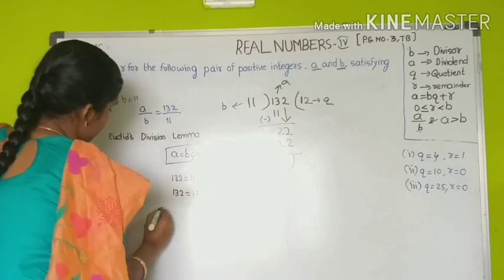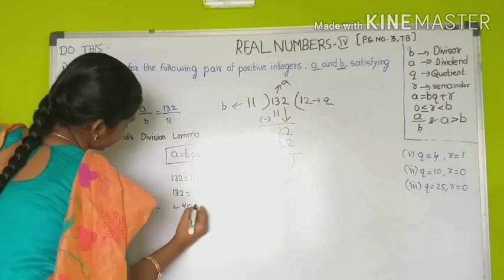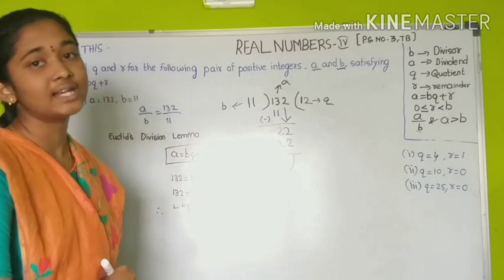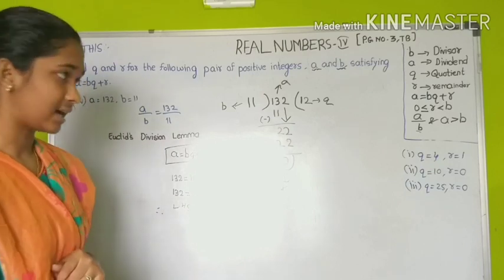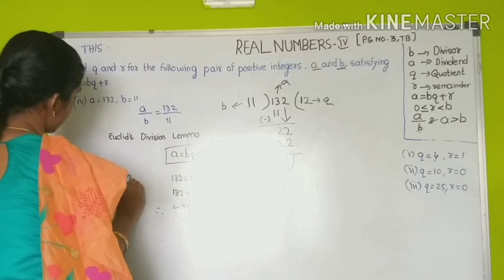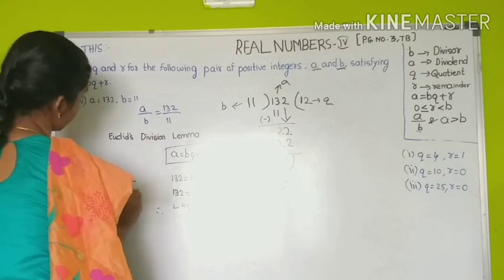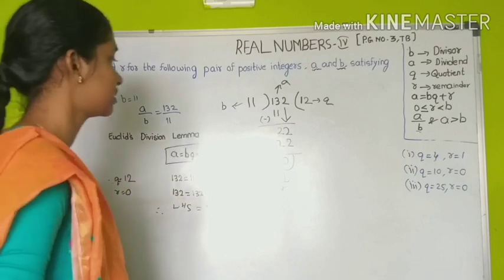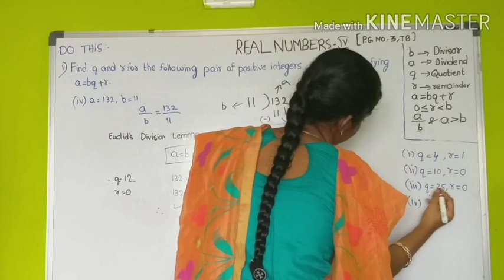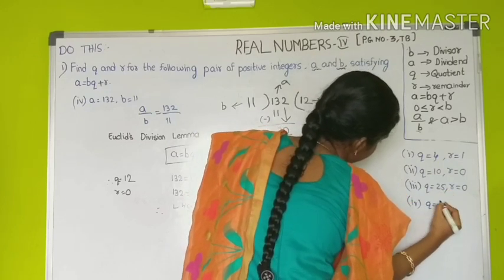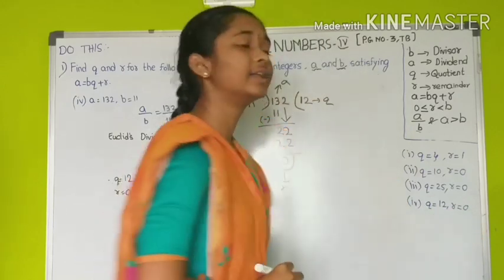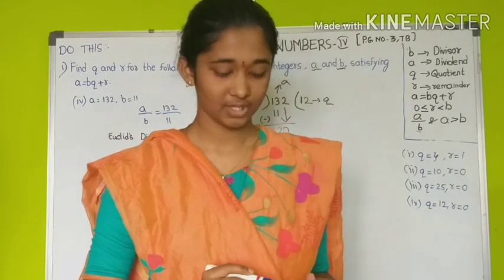And here the LHS became equal to the RHS, which shows that the Euclid's division lemma condition is satisfied. So our division is correct, and the value of Q here is 12 and the value of R here is 0. And we write the same solution here. The fourth question: the value of Q here is 12 and the value of R became 0.